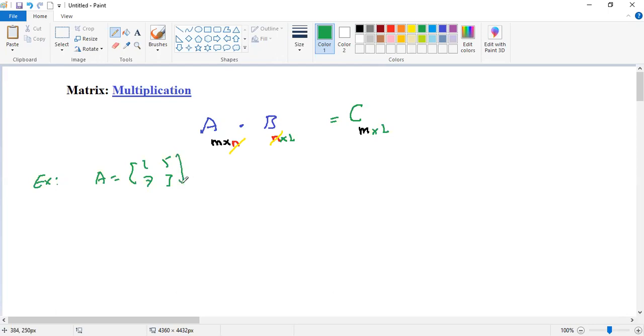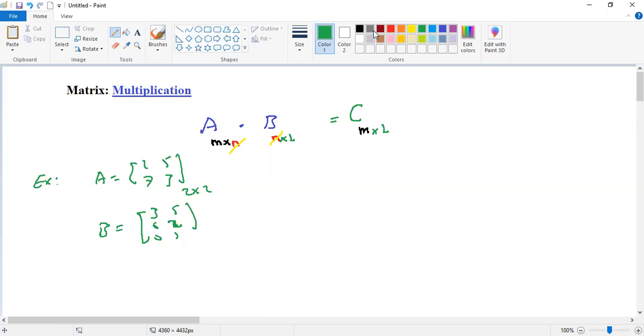Now, if I want to multiply matrix A, and A is 2, 5, 7, 3. Now, this matrix is 2 by 2. And I want to multiply it by matrix B. B is, let us say, 3, 5, 6, 2, 6, 2, and here I have 0, 1.